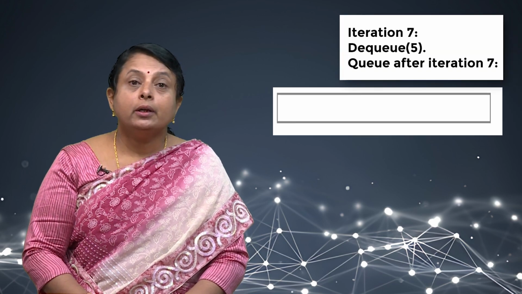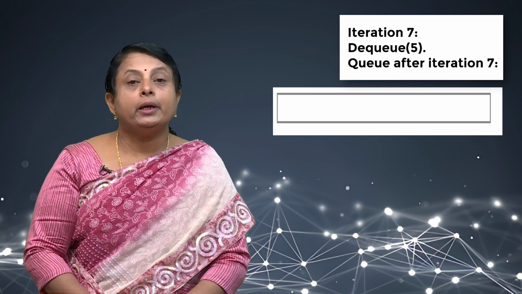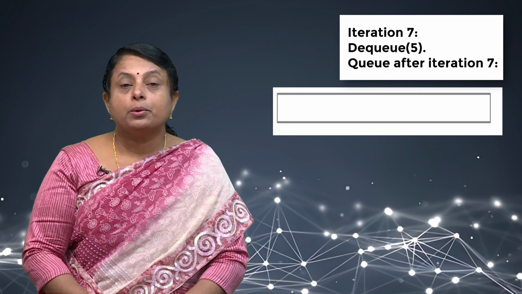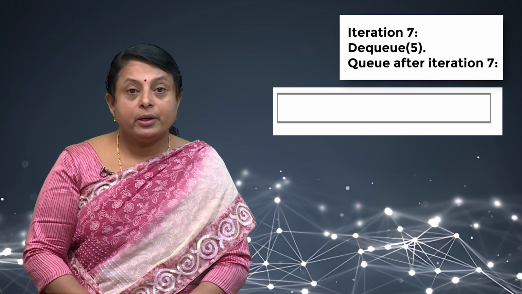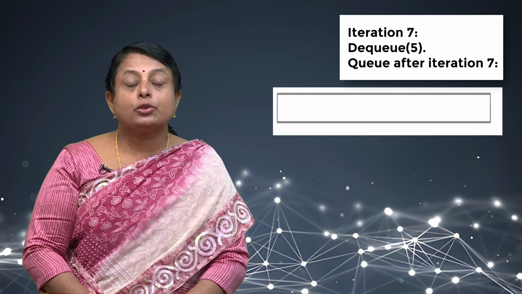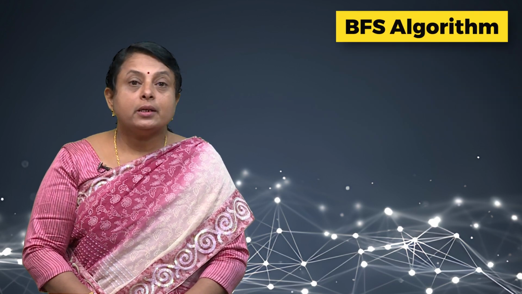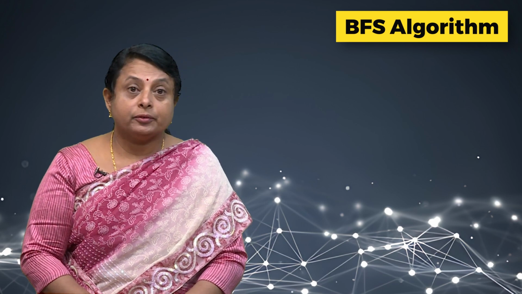Iteration 7, DQ 5, so Q after iteration 7 will be empty and all the nodes in between 0 and 5, or all the nodes of the graph, have been traversed, and then if the queue is empty, stop the BFS process. Now, we will consider the steps involved in BFS algorithm to explore a directed graph.